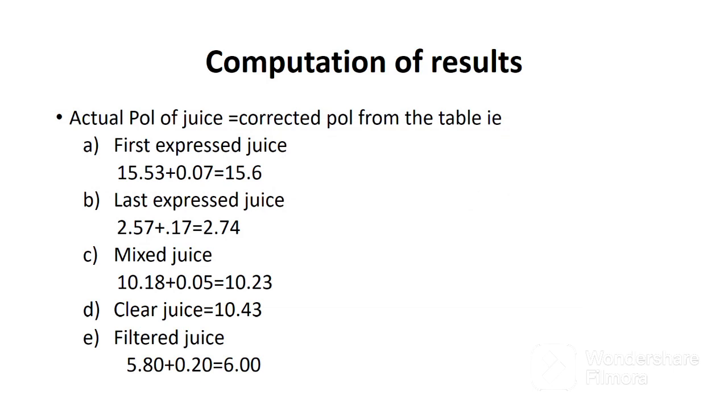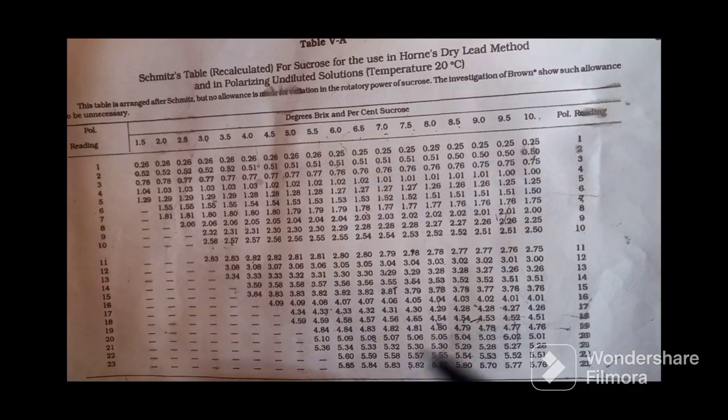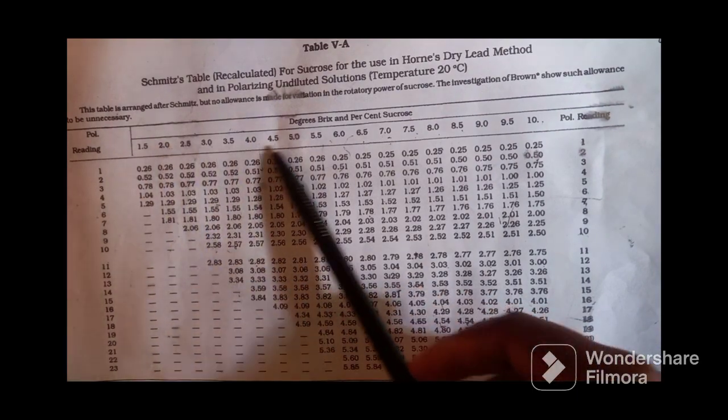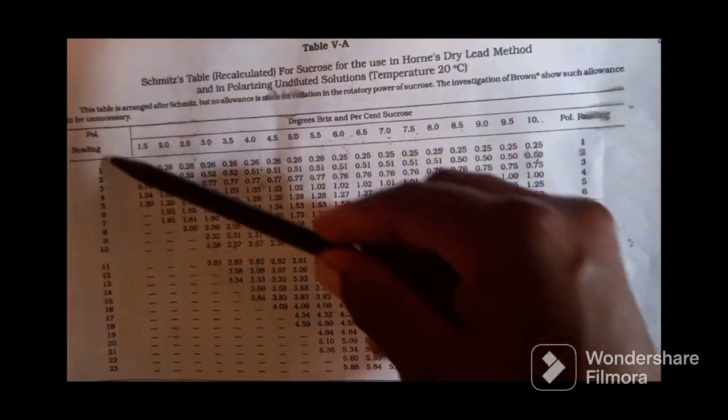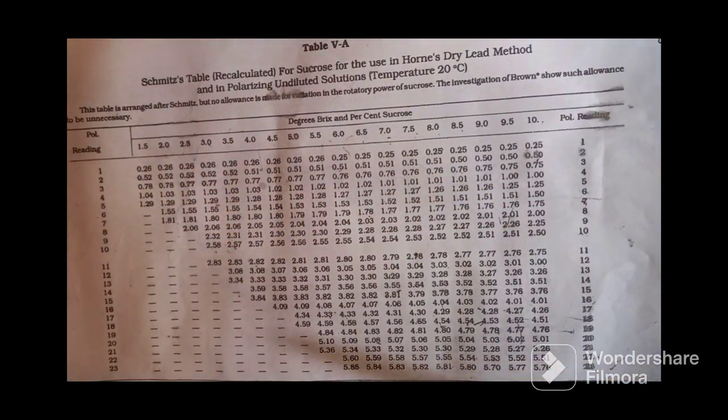The pol reading obtained by the polarimeter is not the actual pol percent of juices. So there is a table known as Schmitz's table that is used to correct this pol reading to the actual pol percent of juices. It consists of around 5 tables. For example, if you want to calculate the pol percent of first expressed juice, we will start by looking for the table which is suitable for that reading. In the first table, the values up here are the Brix of juices, and the values on these sides are the pol reading.